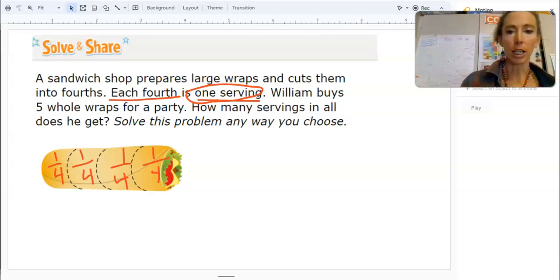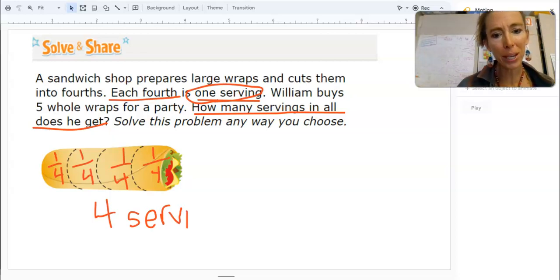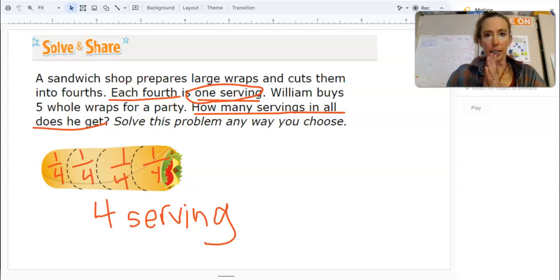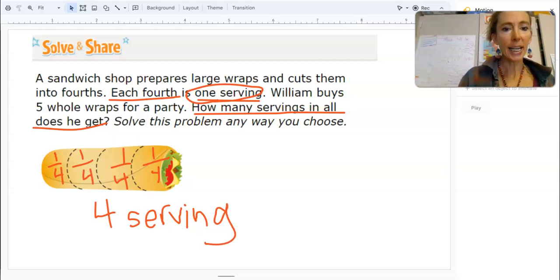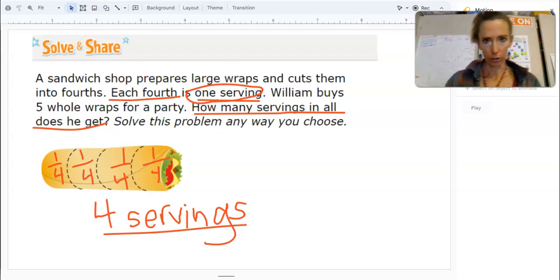Okay. Now let's see what the question is. How many servings in all does he get? Okay, well, there's 1 wrap, and how many servings do I have? I have 4 servings for 1 wrap. Thing is, I needed to underline 1 more piece of important information in here. Put your finger on it. Where is that other piece that I needed? Because this is not the official answer. There was 1 more thing it told me in order to answer this question correctly. Put your finger on it quickly in 3, 2, 1.